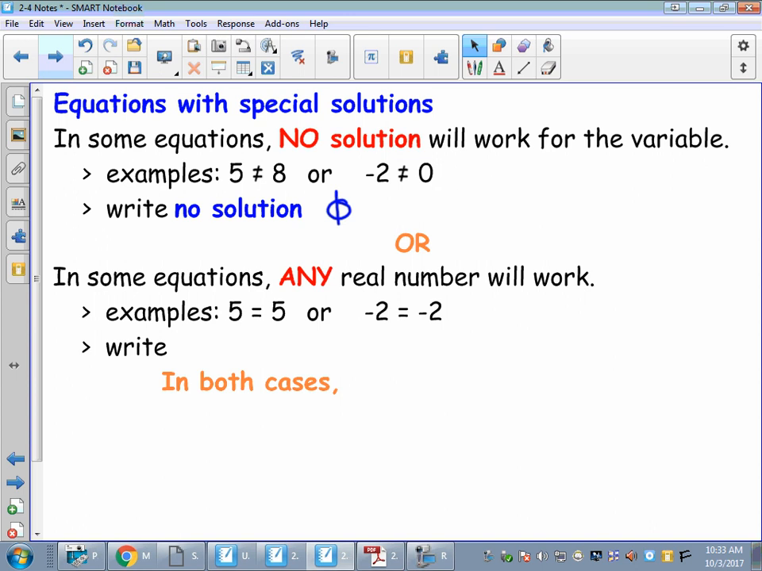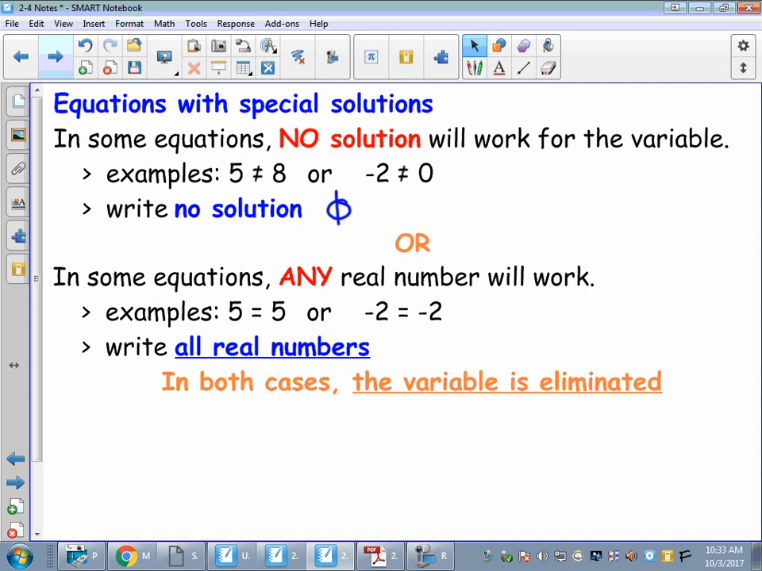If it's never true, like 5 does not equal 8, then no solution will ever work for the variable. If it's always true, where 5 is equal to 5 or -2 is equal to -2, you're going to write all real numbers. In both cases, the variable is eliminated, so the variable goes away.